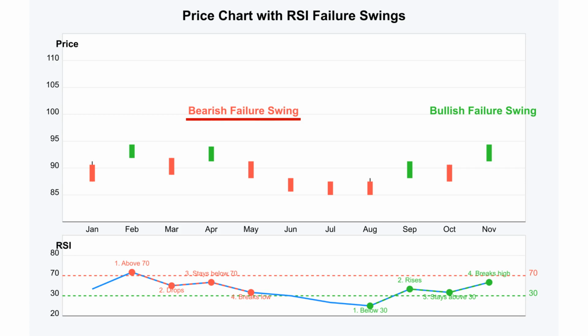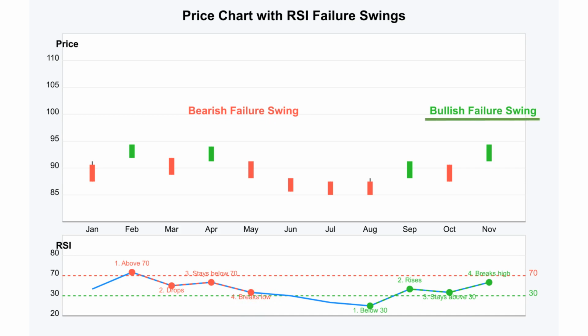RSI first surges above 70 in February, signaling overbought conditions. It then drops below 70 in March, confirming exhaustion. In April, RSI attempts to rally but fails to reclaim overbought territory, the critical sign that bullish momentum is fading. Finally, in May, RSI breaks below March's low, completing the pattern. The subsequent June to July price decline validates this bearish signal.